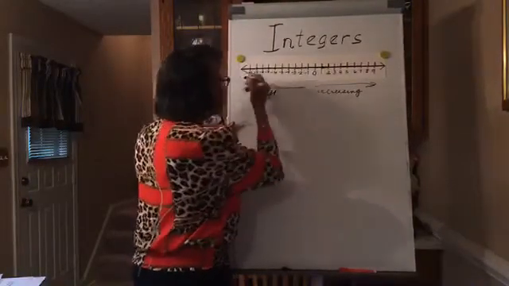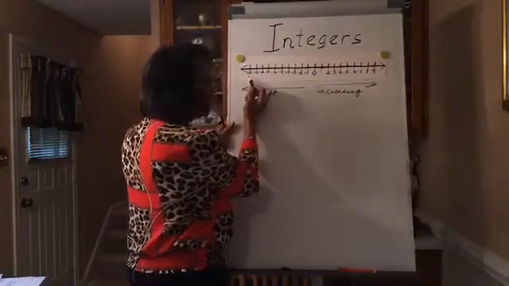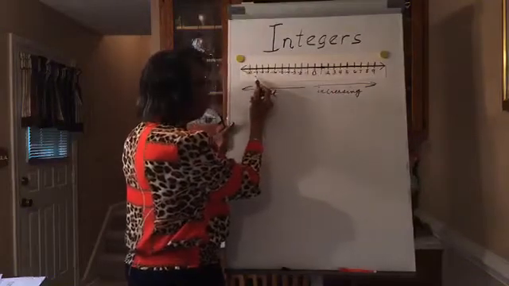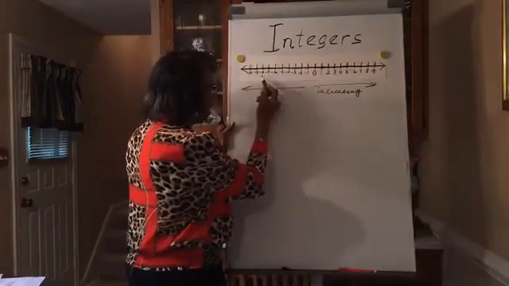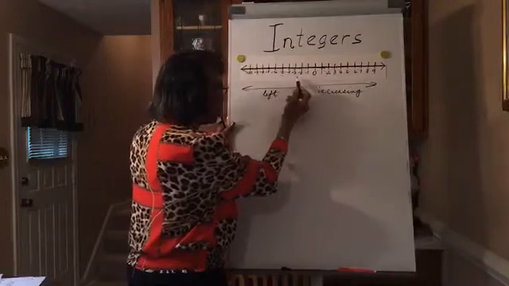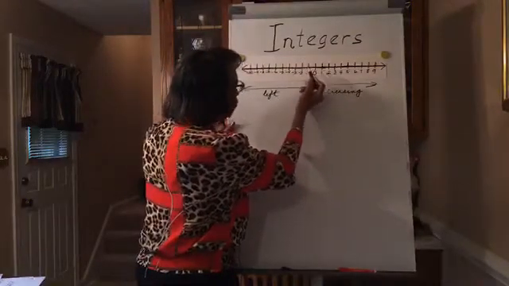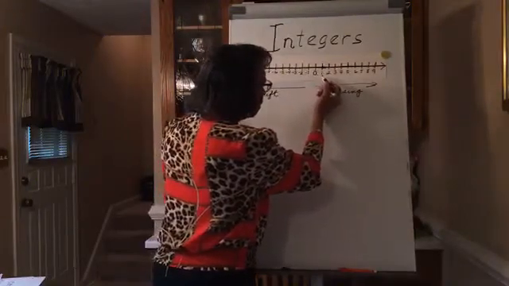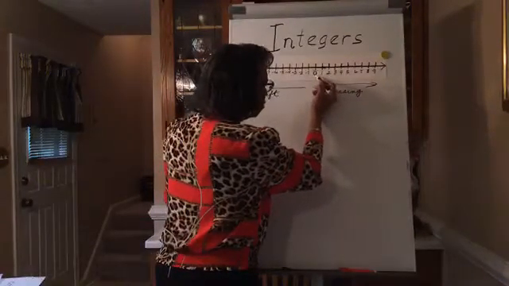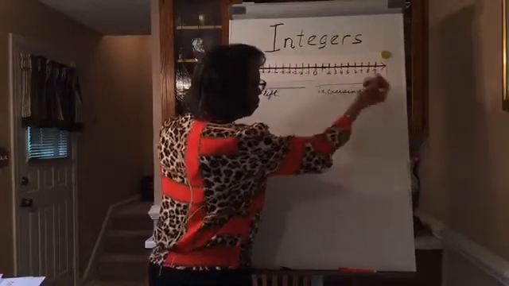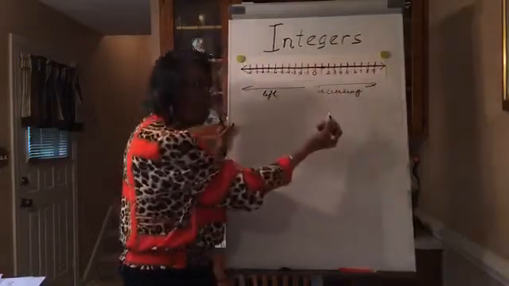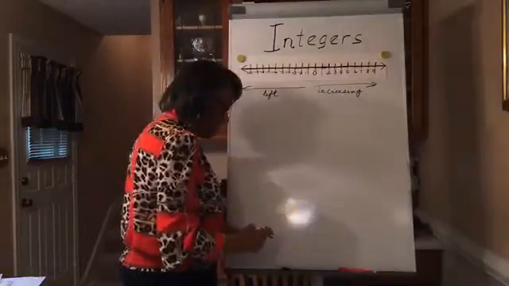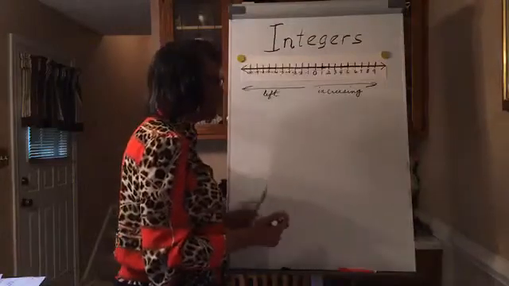If we're moving to the right, even if I start at negative 10 and I start moving to the right, negative 9 is larger than negative 10, negative 8 is larger than negative 9, and so on. And 0 is larger than all of these negatives. 1 is greater than 0, and as we go, we're increasing. So when we're moving to the right, we're increasing. When we're moving to the left, we are decreasing. Let's keep that in mind as we talk about this.